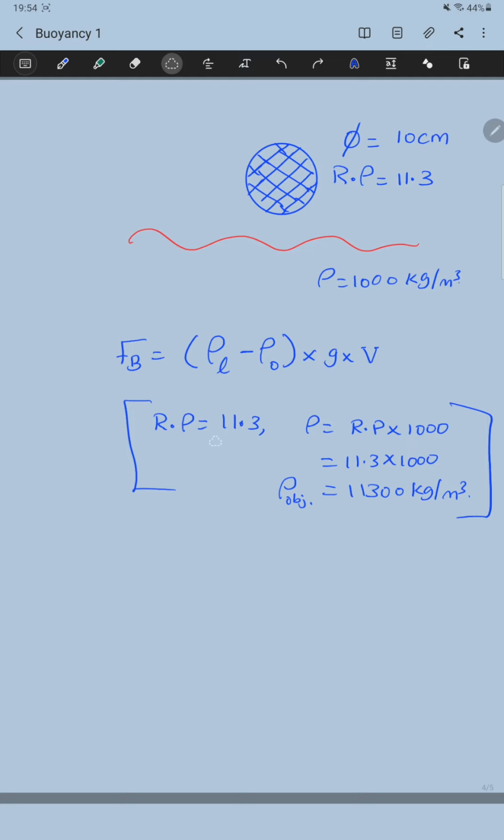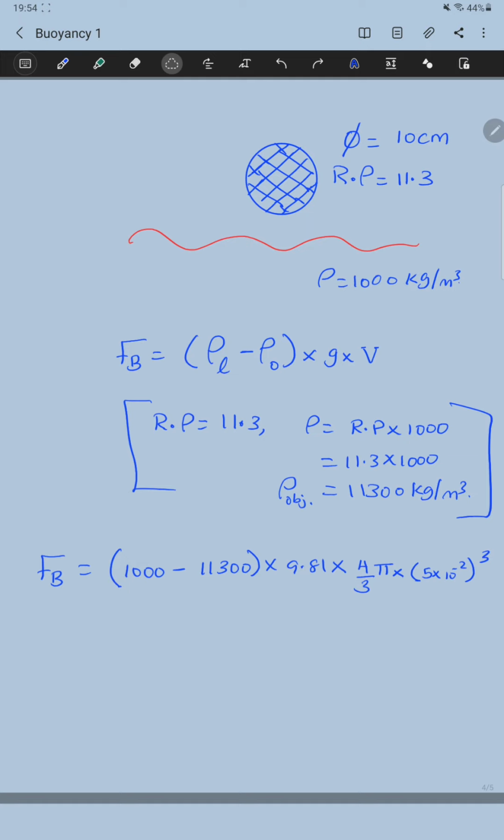That's what I've done. Relative density is 11.3, so the density is relative density times 1000, which gives me 11,300 kilograms per meter cube. This is the density of the object. So all that I now do is substitute everything in the equation.